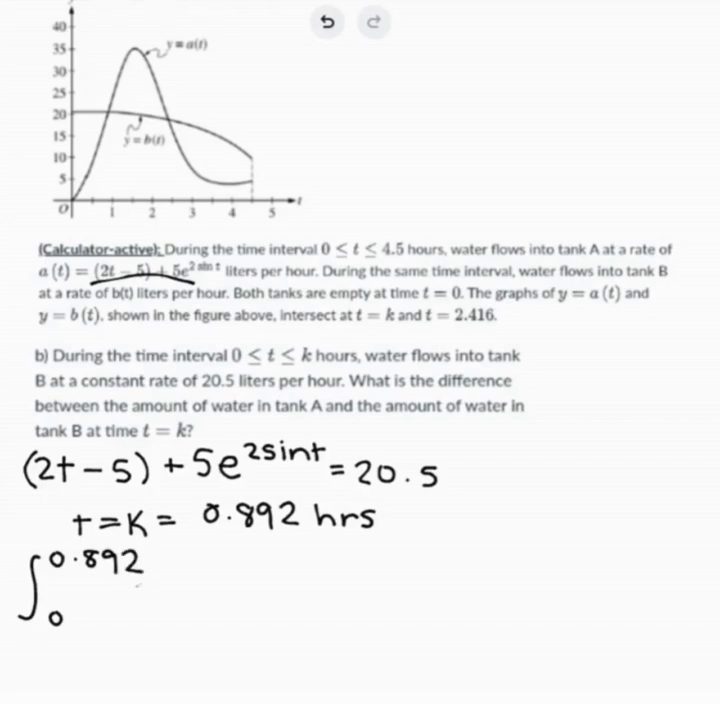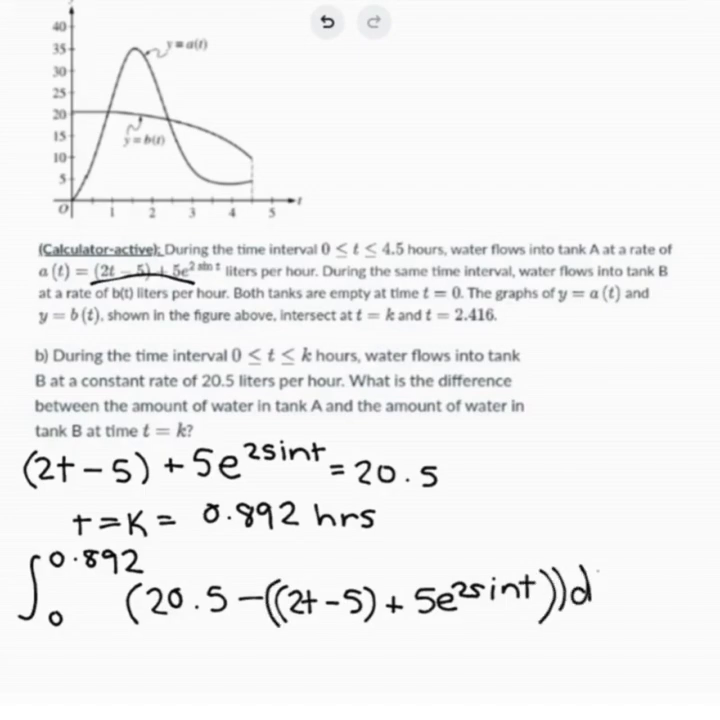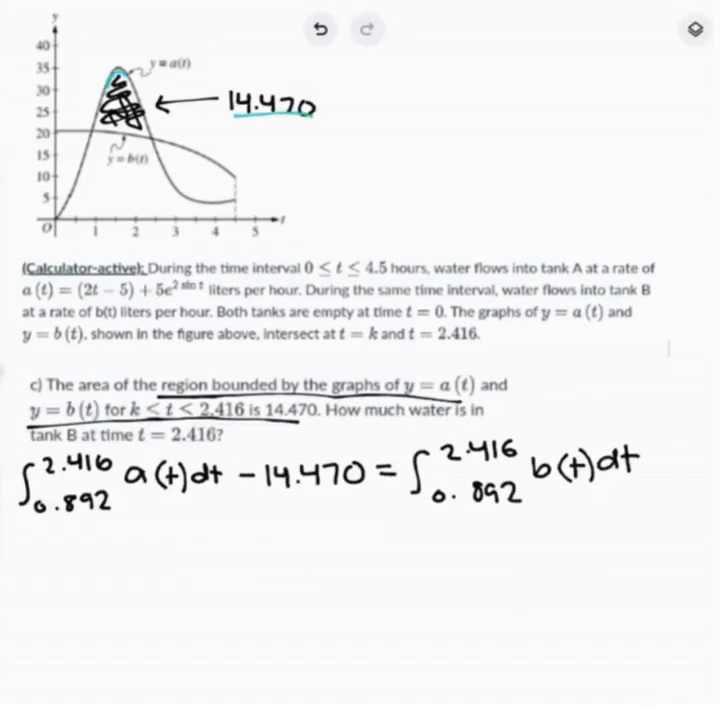Using this value, we'll find the difference between the amount of water in tank A and the amount of water in tank B. To find the difference, you'll need to integrate 20.5 minus function A from 0 to K, which is equal to 0.892. You'll put this into the calculator, which would result in 10.599 liters as the difference between the two tanks.